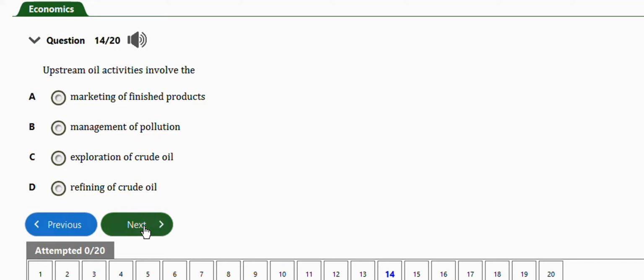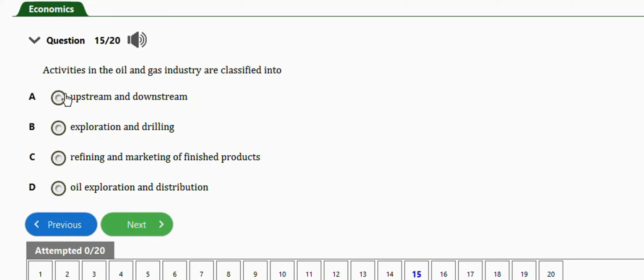Okay, next question says activities in the oil and gas industry are classified into upstream and downstream, exploration and drilling, refining and marketing of finished products, oil exploration and distribution. The right answer is option A, which is upstream and downstream. Very important.